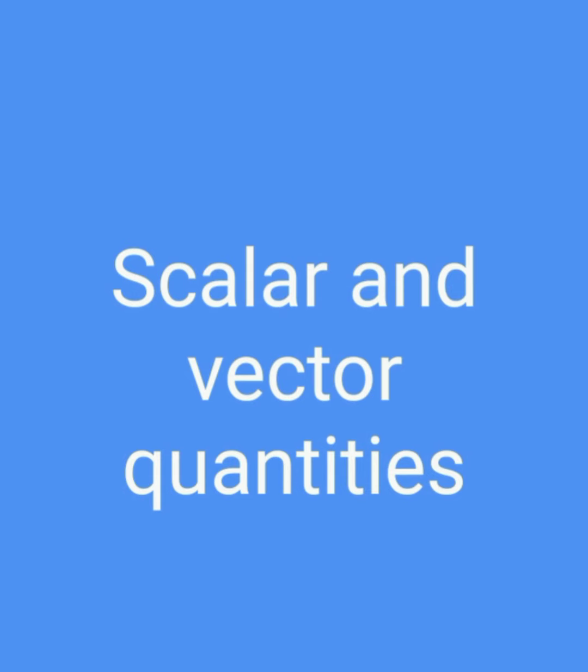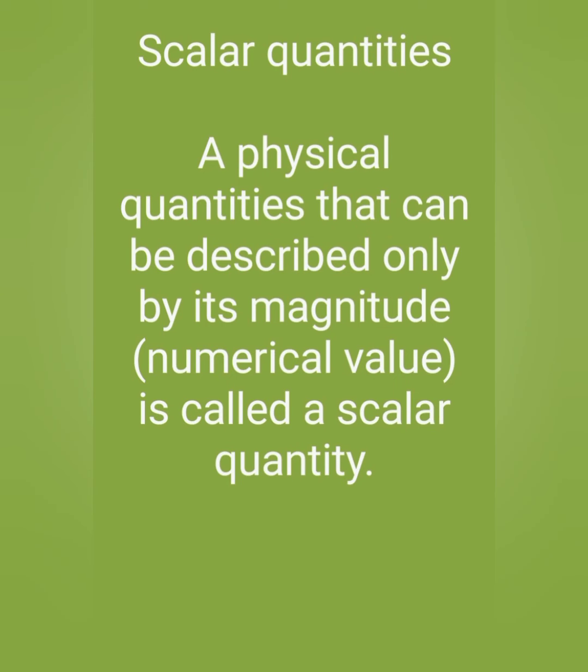Now, scalar and vector quantity. A scalar quantity is a physical quantity that can be described only by its magnitude, meaning its numerical value. So, it is called a scalar quantity. For example, time, temperature, mass, speed, density, area, volume, work and energy. These are scalar quantities because they are defined only by numerical value, no direction is required.